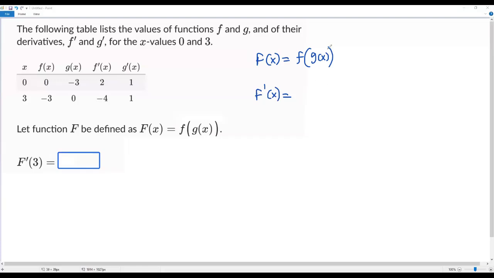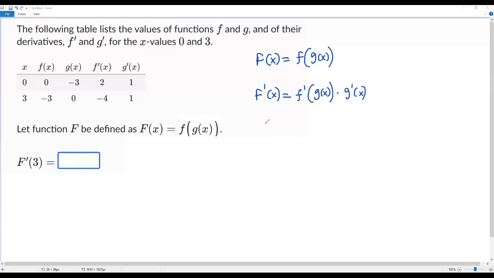Here, when I find the derivative of the composition of two functions, first I have to find the derivative of the first function, that is lowercase f. Then I get f prime of g of x. Now, by chain rule, I have to find the derivative of the function inside the parenthesis. When I find the derivative of g of x, it will be g prime of x. So I have completed the derivative using the chain rule.